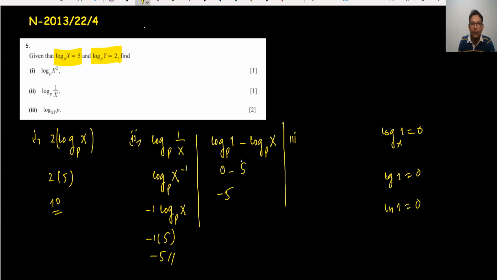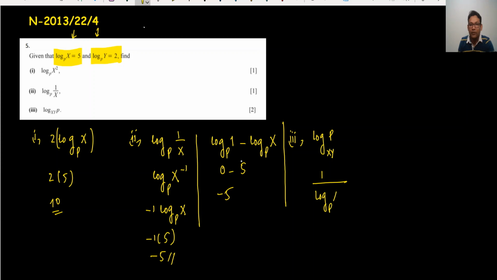Moving to part number 3. This is a very good part where the base is xy and p. And remember, in the given question, we have only base p with us. Only base p is given. So you have to interchange the base first. I have one method. When you interchange the base, you write 1 upon log_p xy. This is very simple. Just interchange the base and write 1 upon.